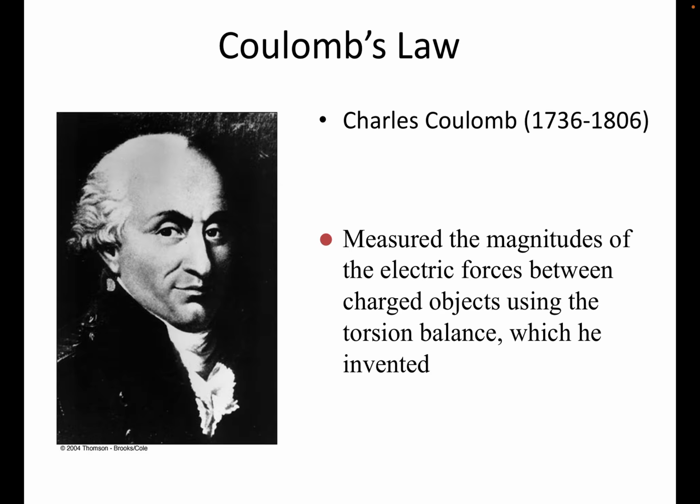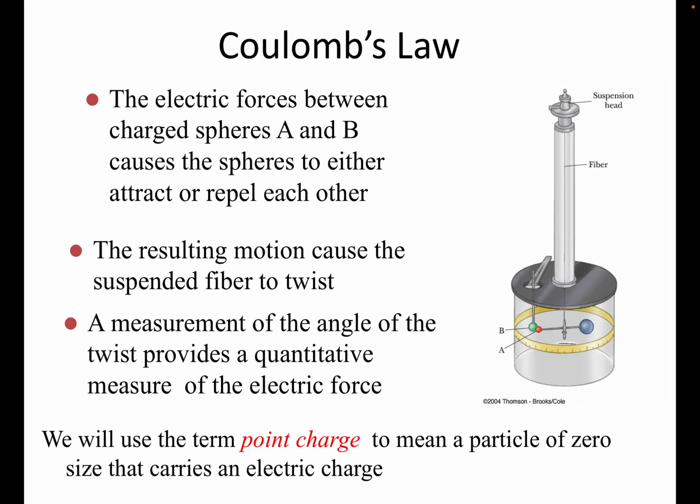Charles Coulomb was able to precisely measure the electric force between objects using a device he invented called the torsion balance. The force between two charged spheres would cause a suspended fiber to twist. By measuring the angle of this twist, he could get a quantitative measure of the force. In his analysis, we often model the charged objects as point charges, meaning particles with charge but no size.